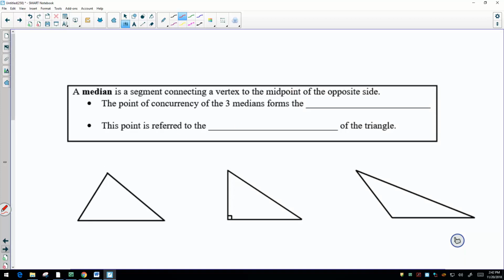Okay. Now we get another segment, and this is a median. A median is a segment connecting a vertex to the midpoint of the opposite side. When we connect and draw 3 medians, again, one at each vertex, the point of concurrency of the medians is called the centroid. This has some special properties, some algebraic properties that will go with us. Not only is this called the centroid, but sometimes this point is referred to as the center of gravity.